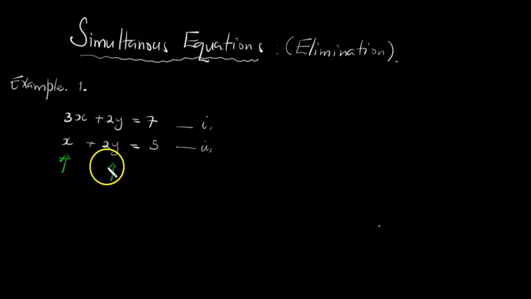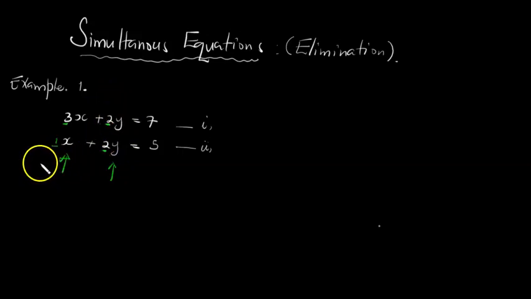But before we choose what to eliminate, what do we look for? The things we look for here are the coefficients of these variables. For example, the coefficient of y in the first equation is 2, and in the second equation is also 2. And the coefficient of x in the first equation is 3, and in the second equation is 1. So for y, they are the same. If they are the same, we shall take advantage of that.